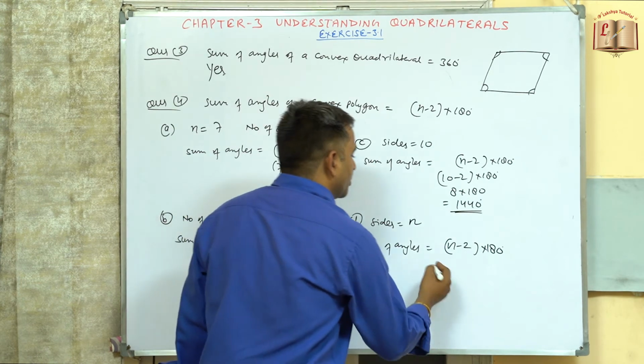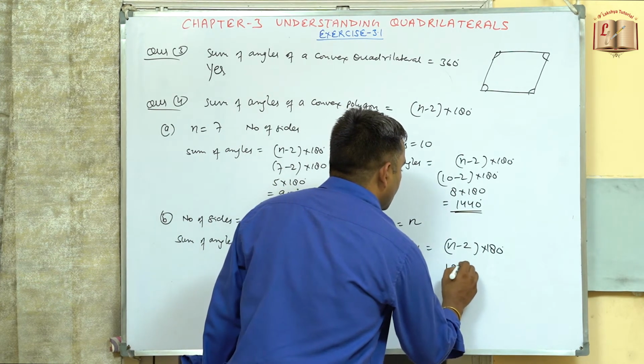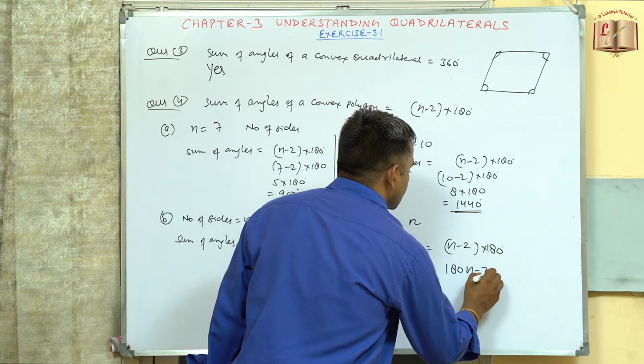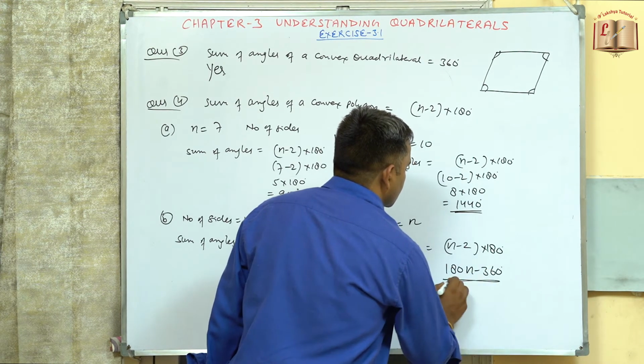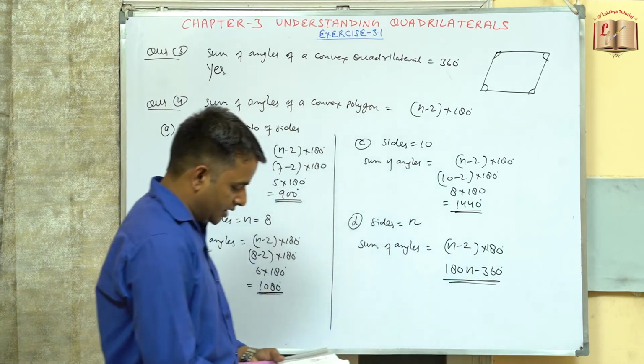So if we multiply, it will be 180n minus 360. So this will be the angle in this case.